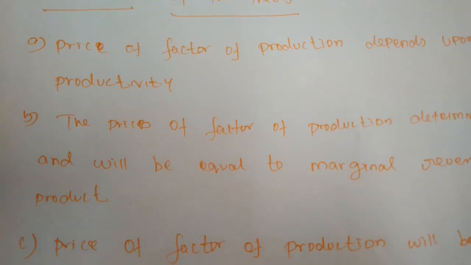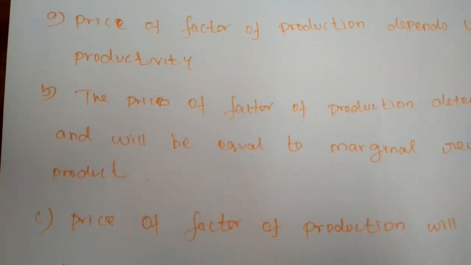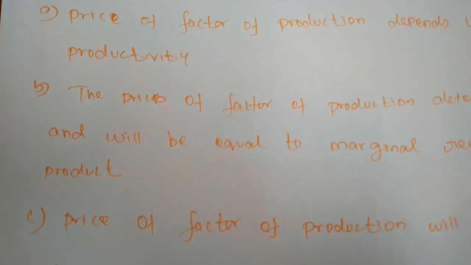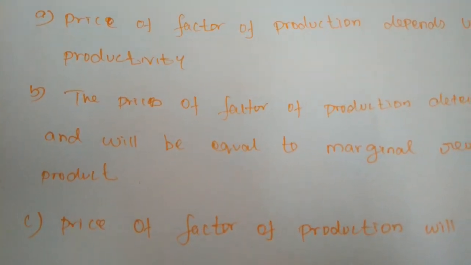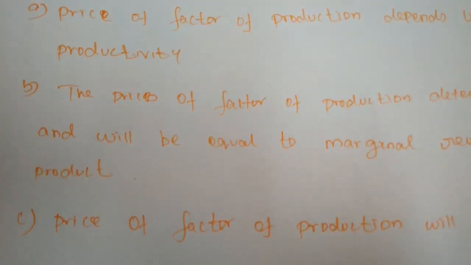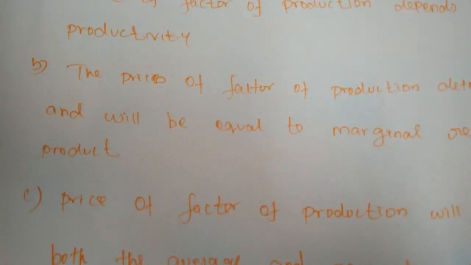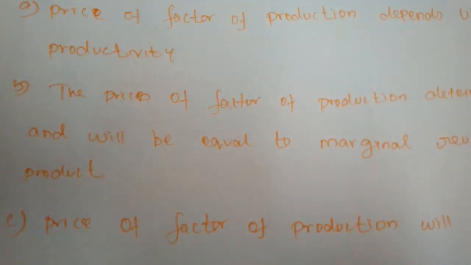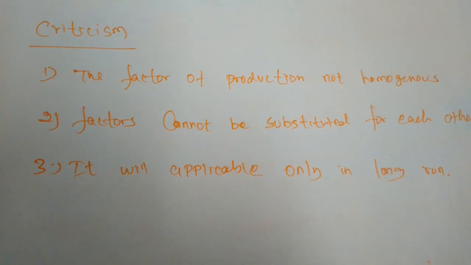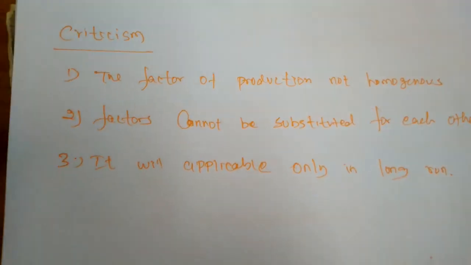When we are arranging one more unit of the factor of production, the producers will get the marginal revenue. So on the basis of the marginal revenue only, the factors of production will get their remunerations. And at last we have studied some criticism also. So what is the criticism?